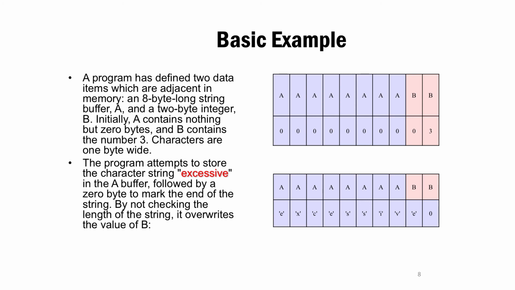A final example here is, suppose that you have a program that has defined 2 data items, which are adjacent in memory. Let them be variable A and B. Variable A is an 8-byte long string buffer. Variable B is a 2-byte long string buffer. The characters here are 1 byte wide. The program attempts to store the character string excessive, as you can see here. As you can see, character E has overflown to variable B, and therefore it has caused a buffer overflow attack. Now that character E is misplaced, it is occupying the space allocated for variable B.